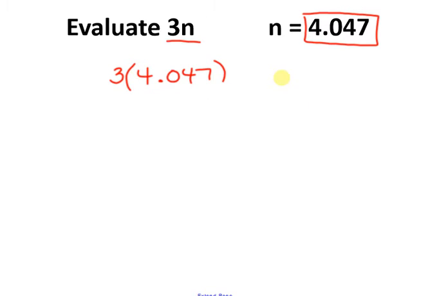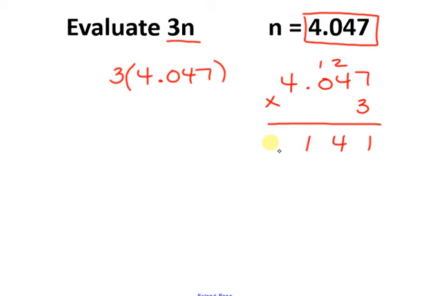So let's go ahead and multiply that. 4.047 times 3. 3 times 7 is 21. 3 times 4 is 12, plus 2 is 14. 3 times 0 is 0, plus 1 is 1. 3 times 4 is 12. Go back to the original problem and count how many numbers are after the decimal. None right here, and then there's 1, 2, and 3. So I'm going to go 1, 2, and 3, and it's a positive times a positive, so my answer is 12.141.